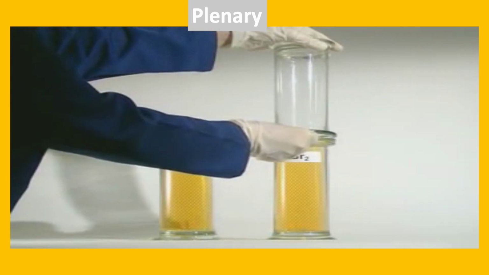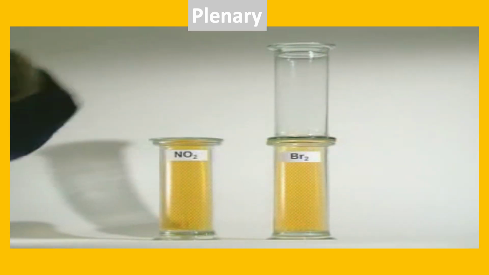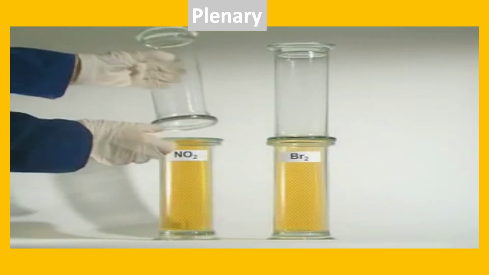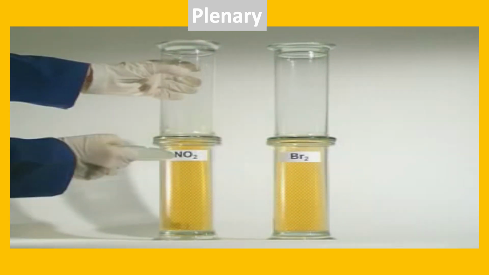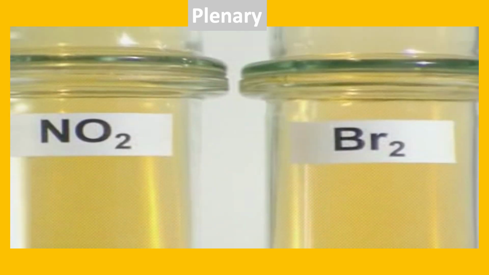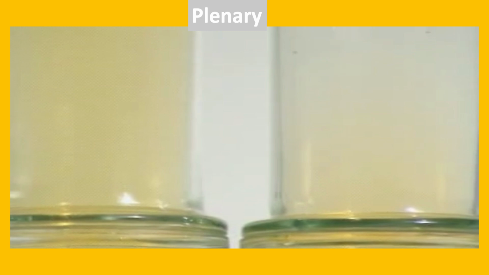This simple setup can be used to compare the rate at which different gases diffuse into air. Nitrogen dioxide gas on the left is similar in colour to bromine on the right, but bromine molecules are much heavier. The lighter nitrogen dioxide diffuses more quickly.